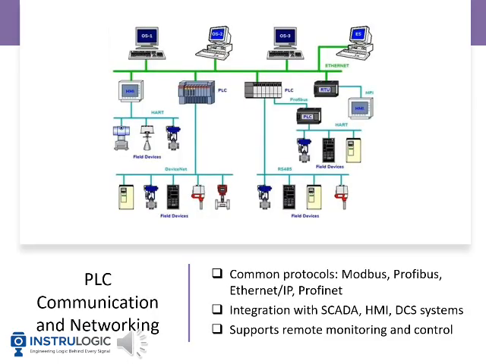PLCs don't work alone, they need to communicate with other systems. Common communication protocols include Modbus, Profibus, Ethernet/IP, and Profinet. These allow PLCs to share data with SCADA systems, HMIs, and even other PLCs. Networking makes remote monitoring and control possible, which is very useful in large plants. For example, an operator can check pump status from a control room without going to the field. Think of these protocols as different languages that PLCs use to talk to other devices.